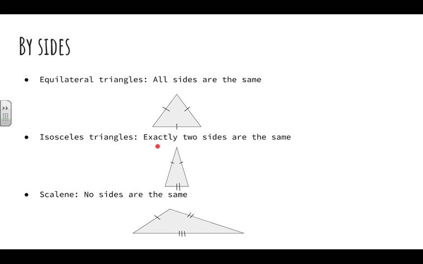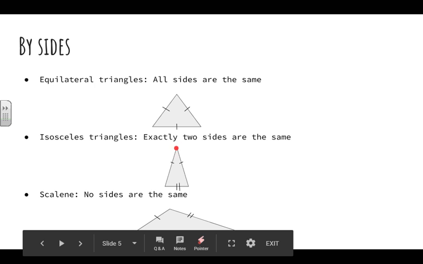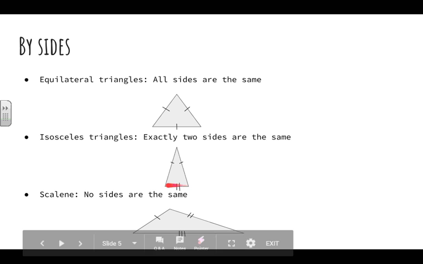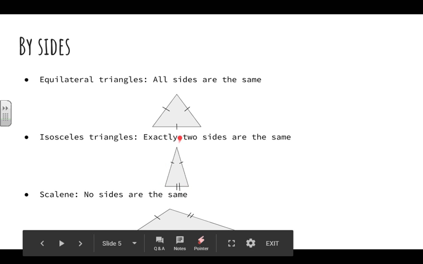Isosceles triangles are ones in which exactly two sides are the same, so no more and no less. So here we see these two sides have the same hash mark. That means they're the same size. But this side does not have that hash mark. So it's different. It's not the same. That makes this an isosceles triangle.